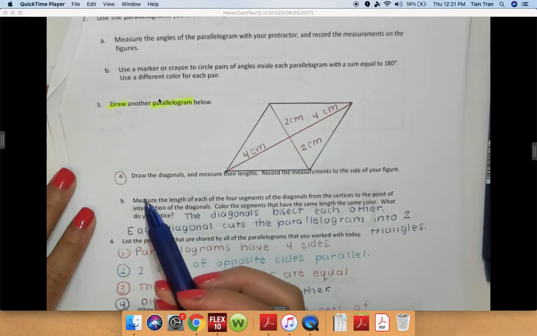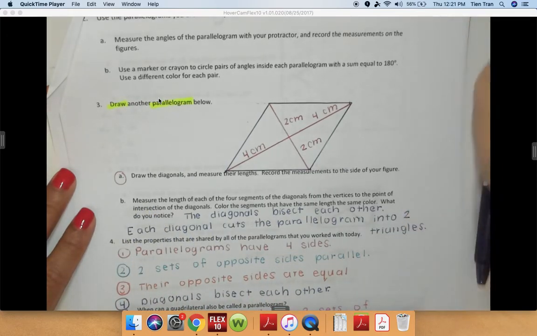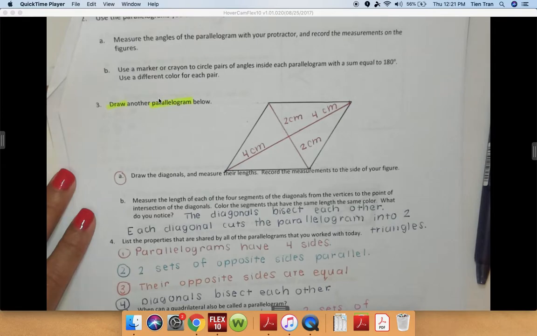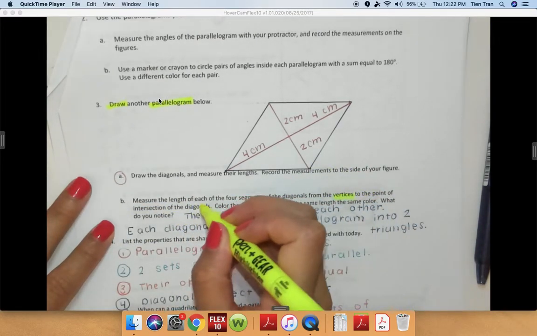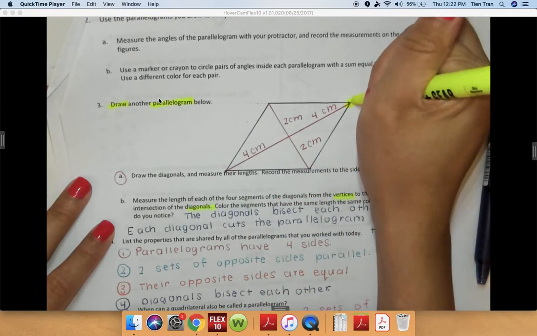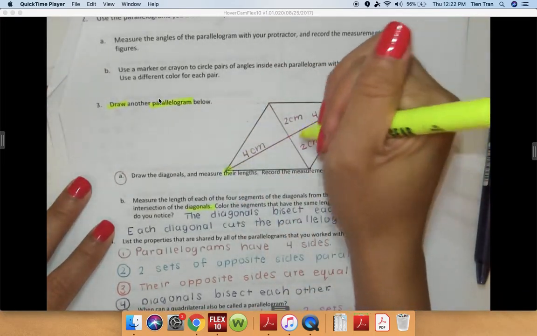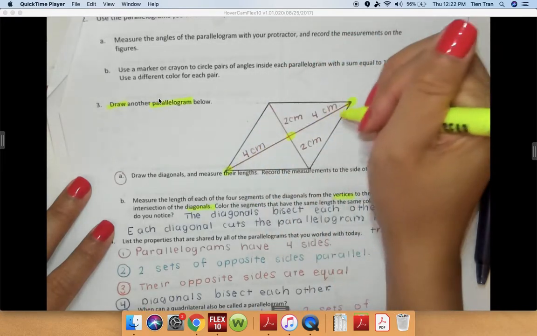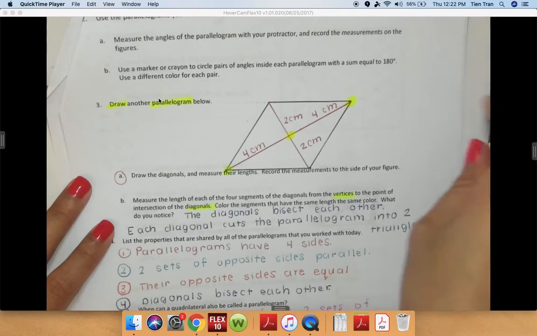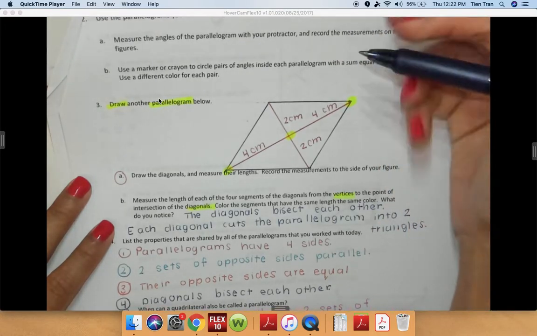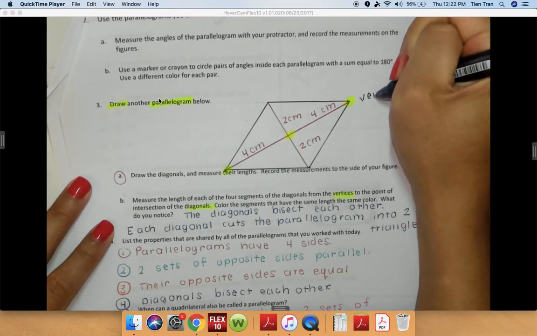Problem B. Measure the length of each of the 4 segments of the diagonals from the vertices to the point of intersection of the diagonals. So the vertices is right here, okay? And the intersection, meaning where 2 lines cross, is the middle. So that is the intersection, and these are the vertices. I'm going to label this so you know that this is a vertex.